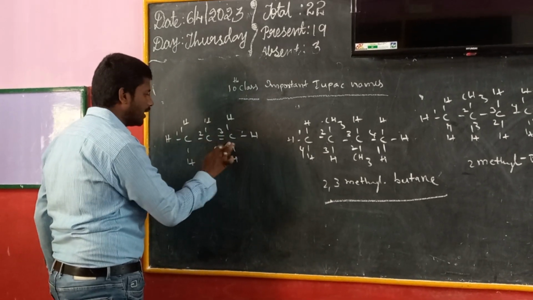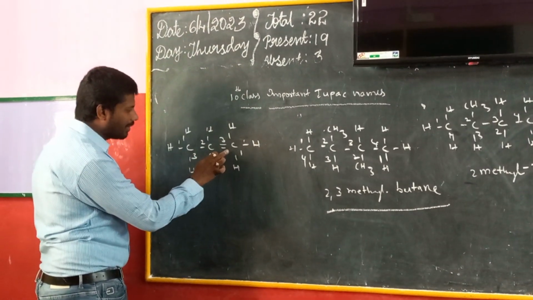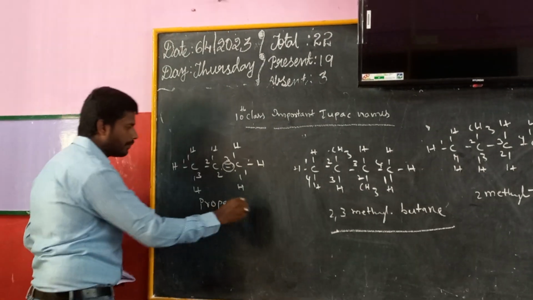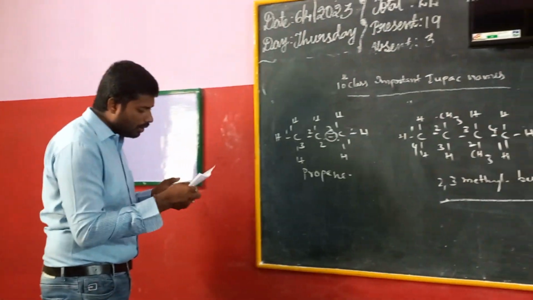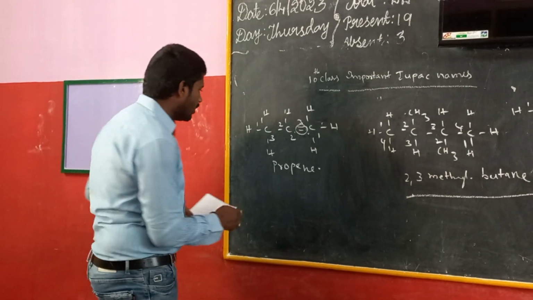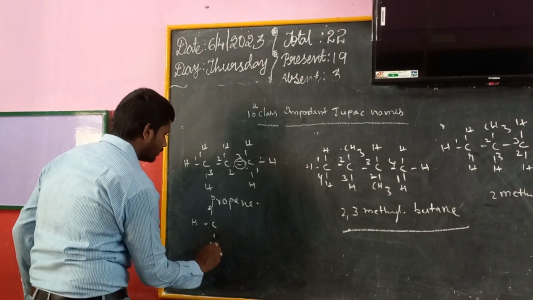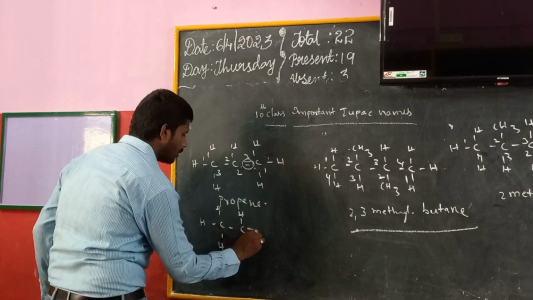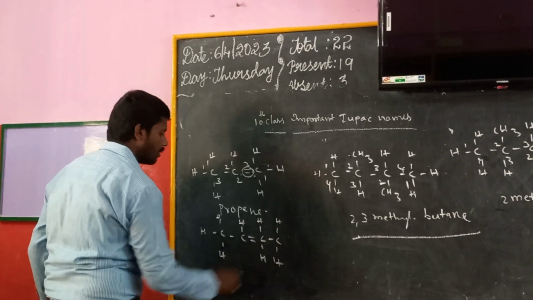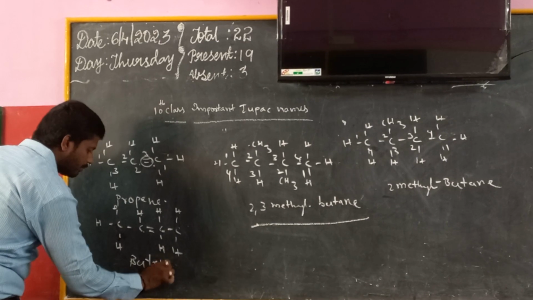Actually, it is 3. 1, 2, 3. Then start your numbering once again. 1, 2, 3. The smallest number is here, between 1 and 2. It is nothing but 3 carbons are there. So, propene, because we have a double bond. Double bond means ene. 1, 2, 3. Same example. If we have the same example with 4 carbons, it is nothing but 1, 2, 3, 4, butene.